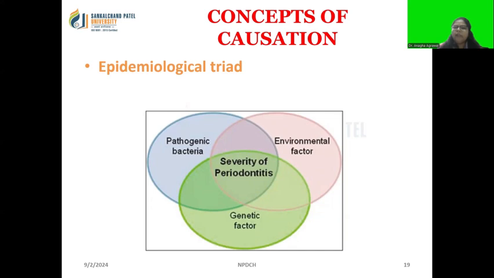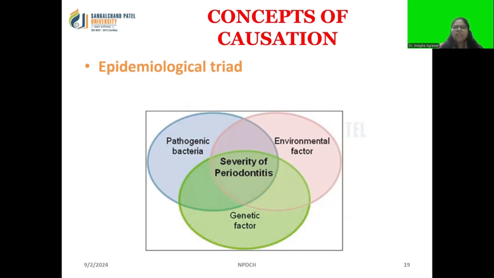So if you know the pathogenic bacteria are causing the disease, you can limit the appearance of pathogenic bacteria by scaling and polishing. Second, by keeping good oral hygiene, right? Then the environmental factor, again, hygiene comes here. Then for systemic diseases, you can have some medication so that you can prevent the appearance of that particular bacteria in the mouth.